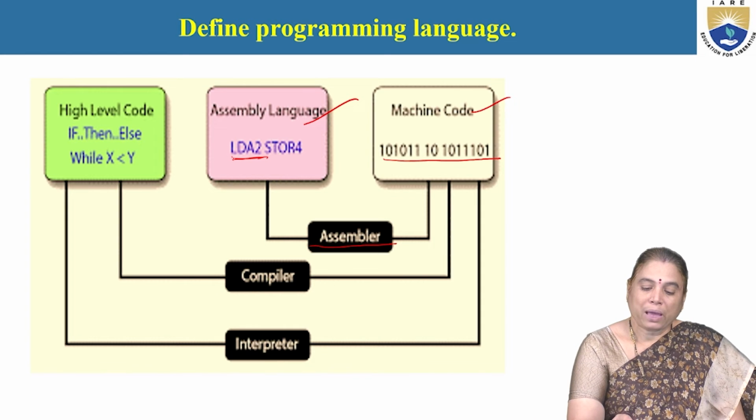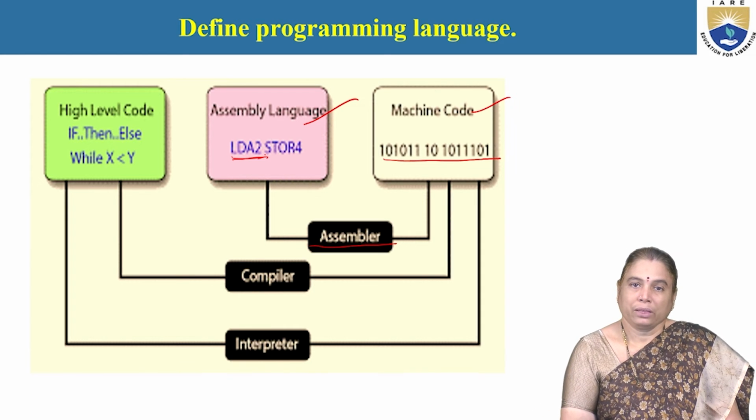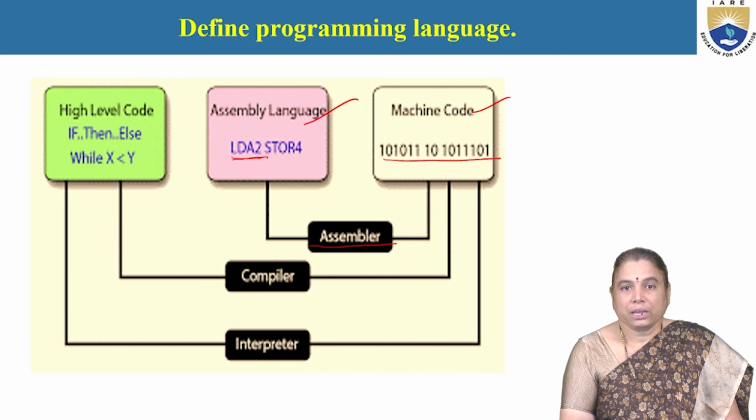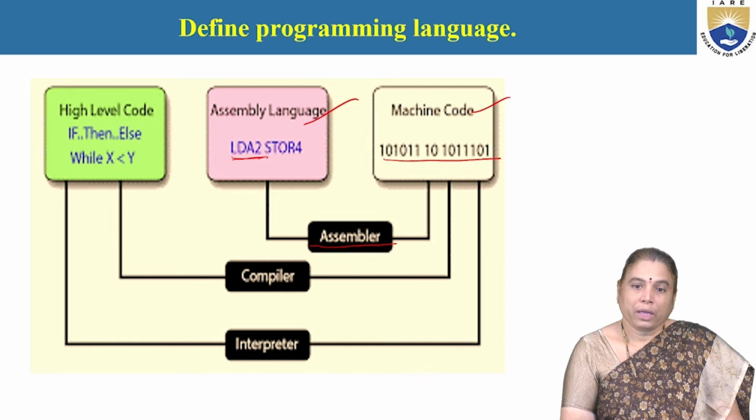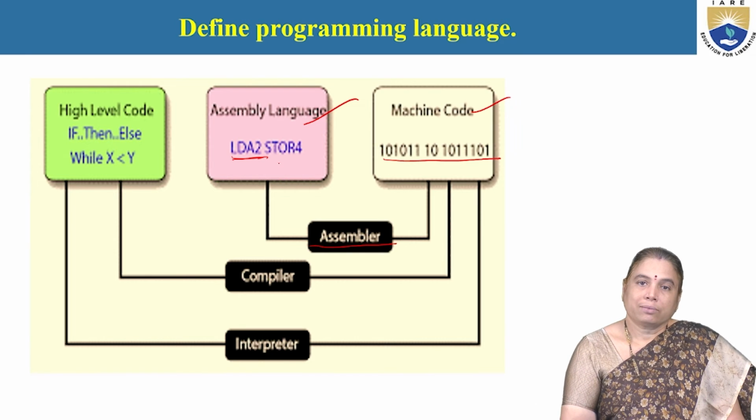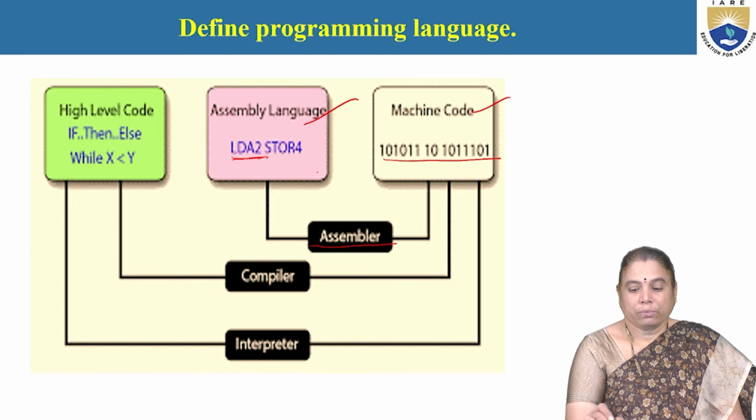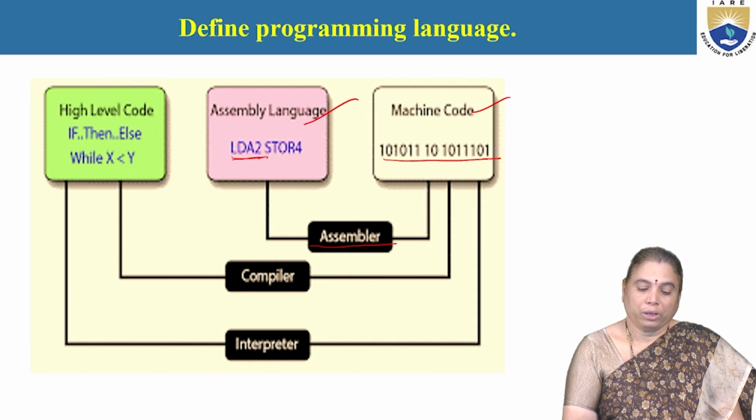Here the mnemonics can be used to specify micro operations like arithmetic instructions add, sub, mul, and logical instructions and, or, exclusive or. Like that, a variety of mnemonics can be used in the assembly language to construct the assembly language program. So an assembler is required to convert the assembly language program to the machine code.